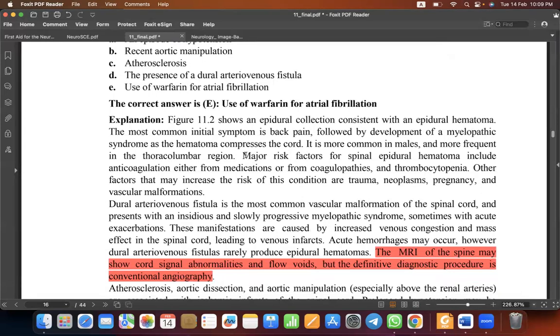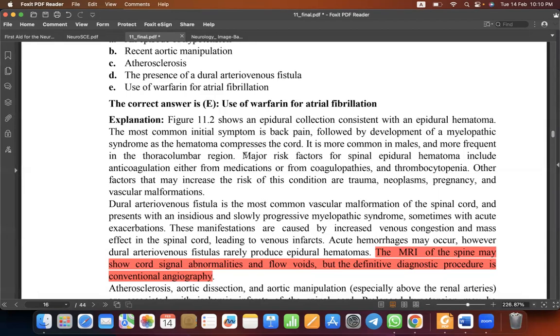So what are the risk factors of epidural hematoma? There could be anticoagulation, thrombocytopenia, or any vascular malformation. They can have an association. Dural AV fistula is a vascular malformation, very good, but the issue is that it's insidious, slowly progressive. It will not occur within a period of 2 to 3 days, right?